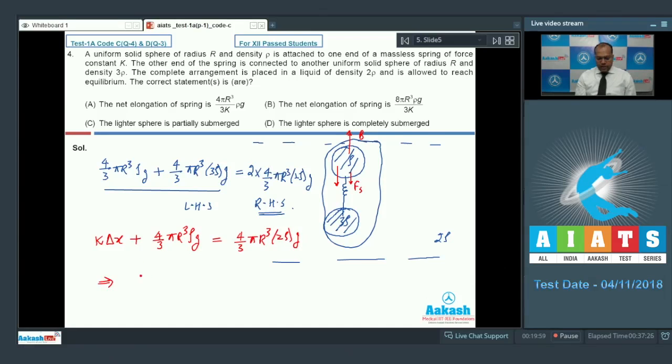So from here the value of delta x comes out to be 4 by 3 pi r cube rho g divided by k. So option A is correct and option D is also correct. So the correct answer for question number 4 are options A and D. Let's move to question number 5.